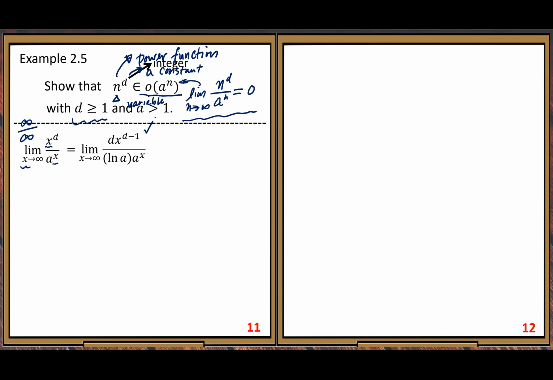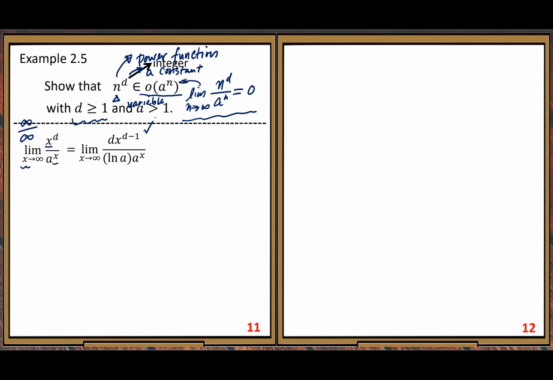The denominator is also a derivative of the exponential function. You can also find this formula: natural log of a, that's the constant part, multiplied by the original exponential function, a to the x.